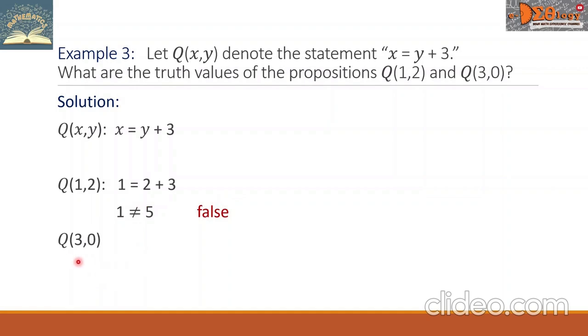Next is Q of 3, 0, and this is 3 equals 0 plus 3. When we simplify, 3 equals 3. So this is true. We know now the truth values of the propositions. Q of 1, 2 is false, Q of 3, 0 is true.